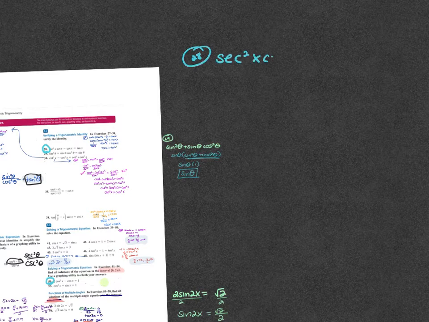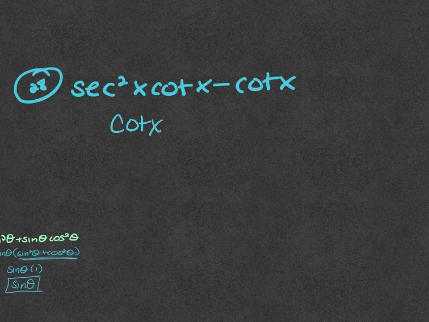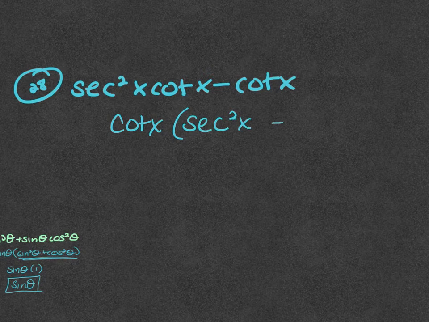Secant squared x, cotangent x minus cotangent x. I would say even leave off the right side so you pretend like you didn't even know it. And this becomes 1 over cosine squared x times cotangent, which is cosine over sine, minus cotangent. Actually, you could have also taken out, let's do that. I want to take out a cotangent instead. Cotangent x times secant squared x minus 1.